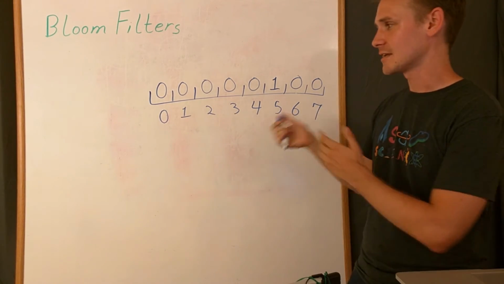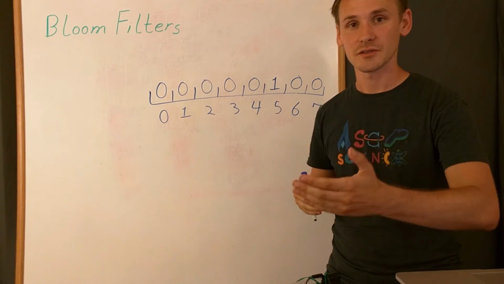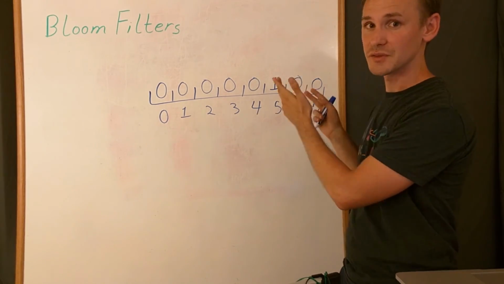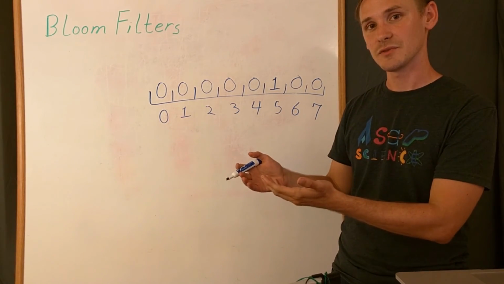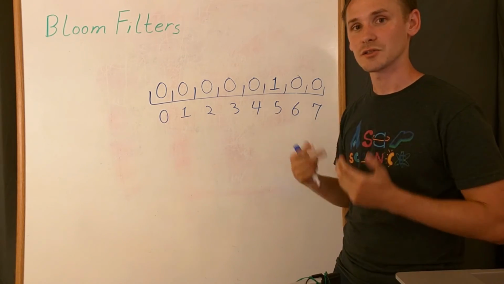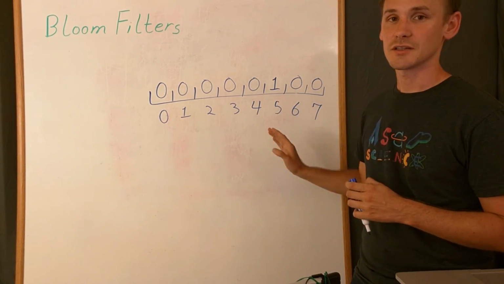You can also extend this a bit by doing things like actually hashing the thing you want to insert twice and potentially turning 2 of these bits to 1. And similarly, when you go to check if something is in the Bloom filter, you also have to hash it twice and check both bits. But the simplest version is where you just check a single bit.